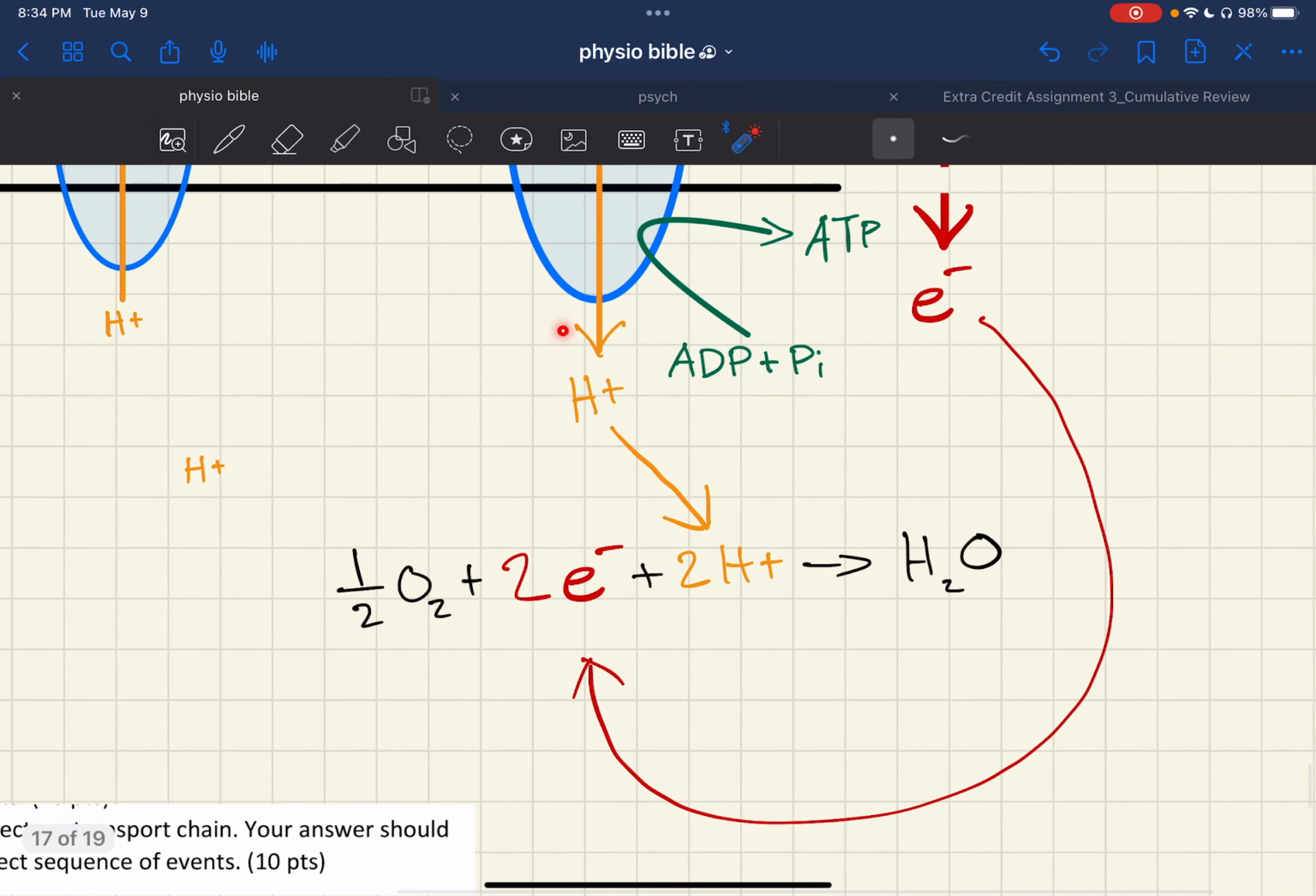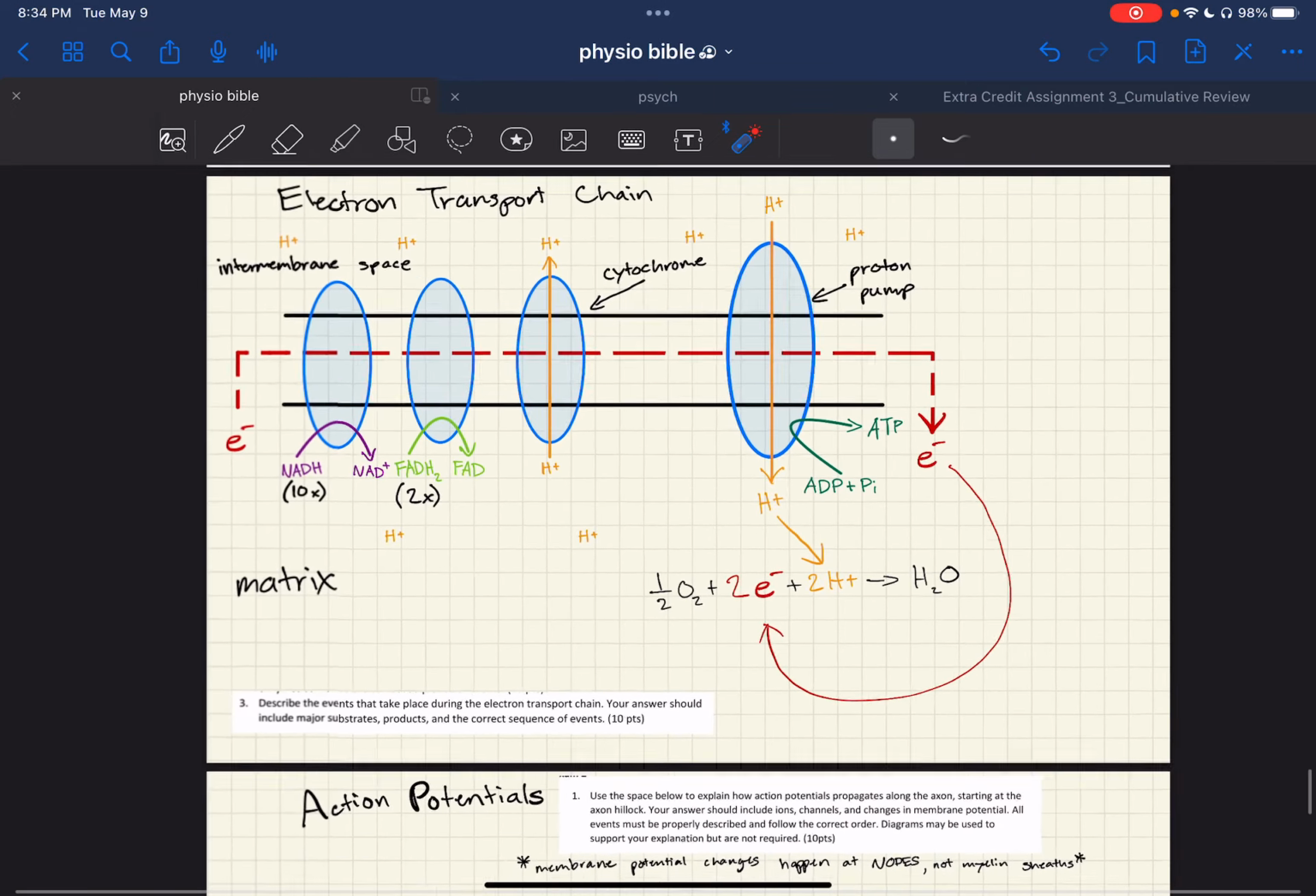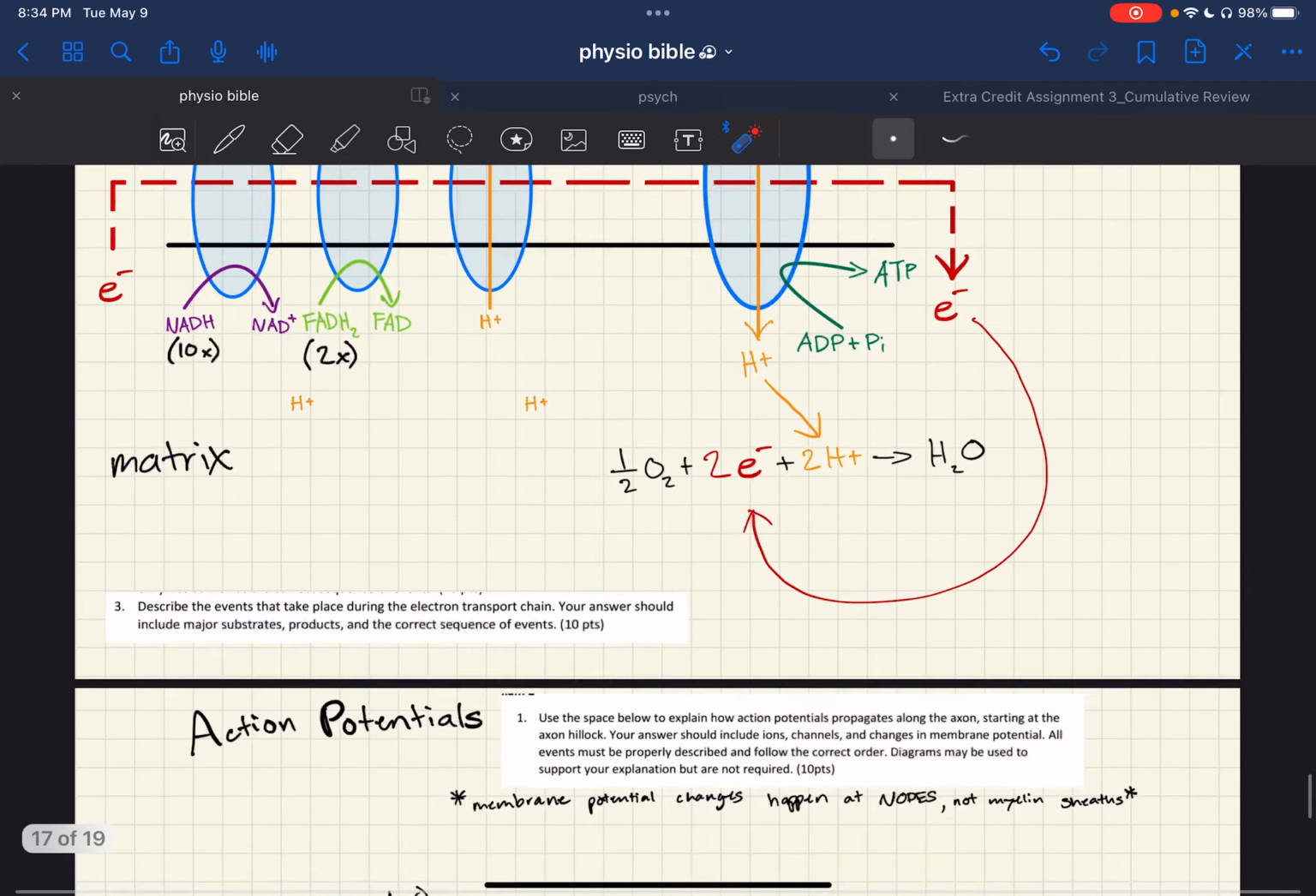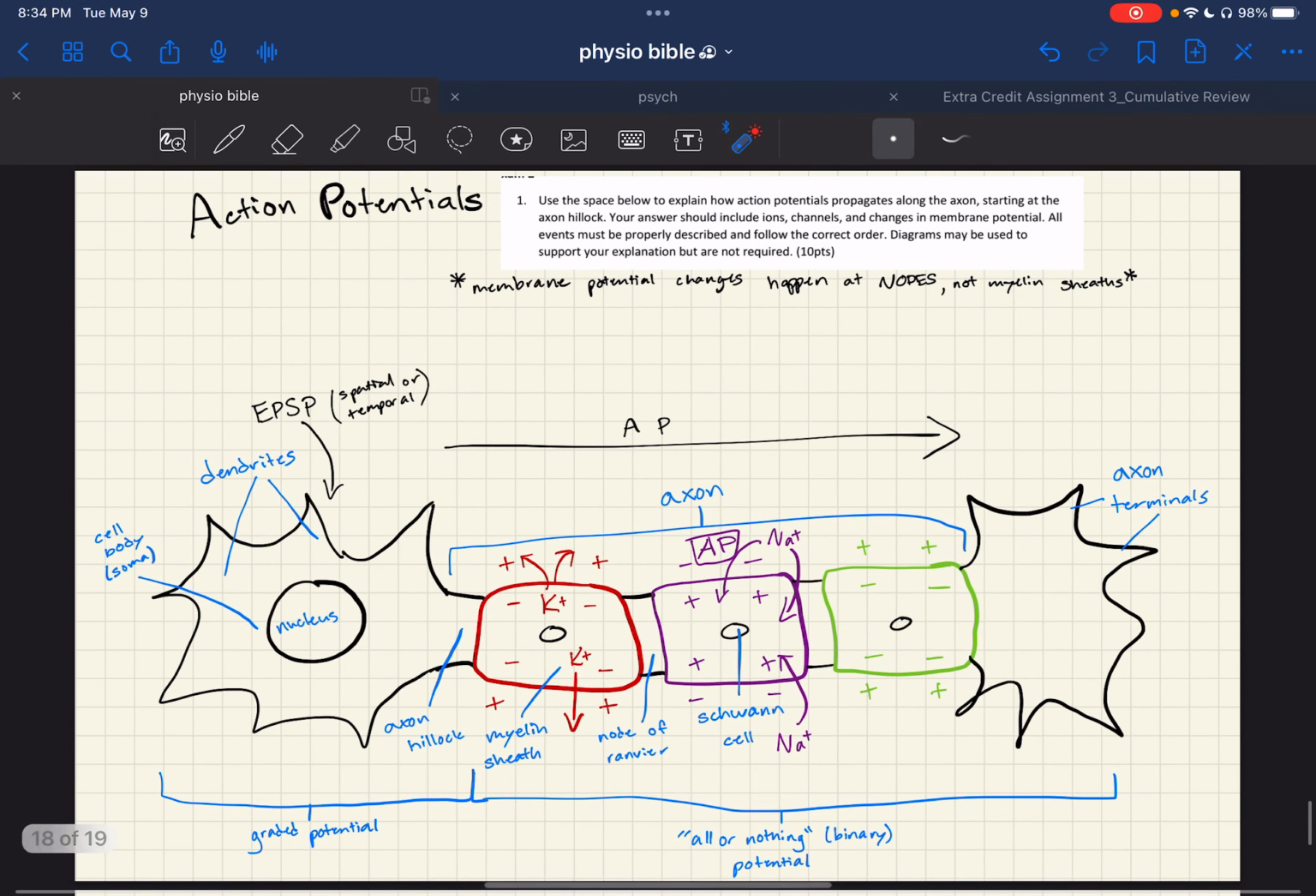And so now we have more hydrogen ions on this side. And so we're able to keep those over here. We have the electrons from earlier. And with just some oxygen that's floating around, we're able to also convert this into water. So that's the electron transport chain, onto action potentials.